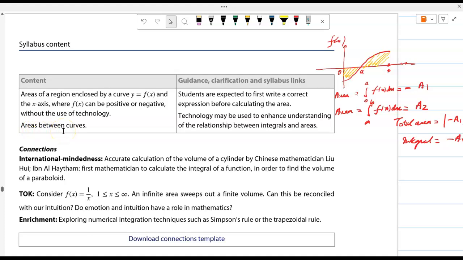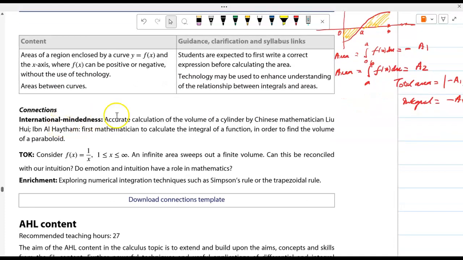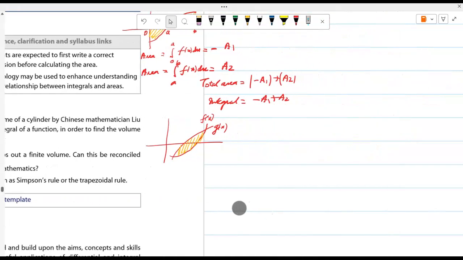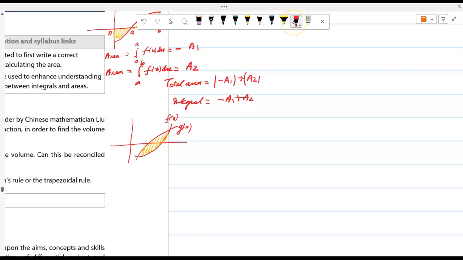Area between the curves. How do you find the area between two curves? Now this is also very important. Suppose you have two curves intersecting, let's say f(x) and g(x). How do you find the area between two curves by hand? Do you remember the steps? Remember, the area between two curves can be below the x-axis or above the x-axis. That won't matter. Your method remains the same.